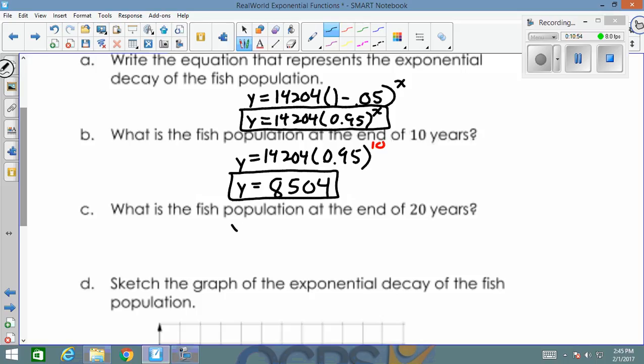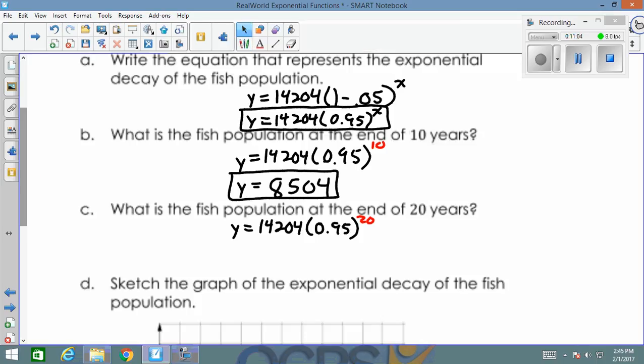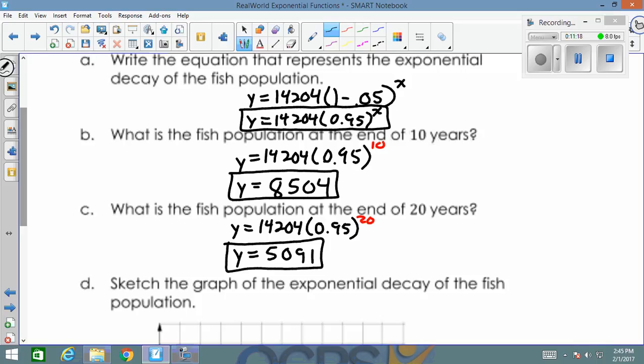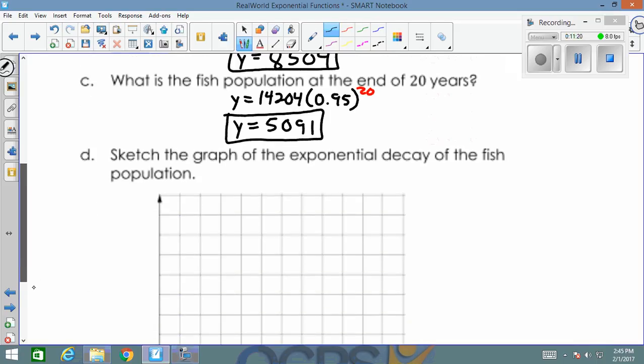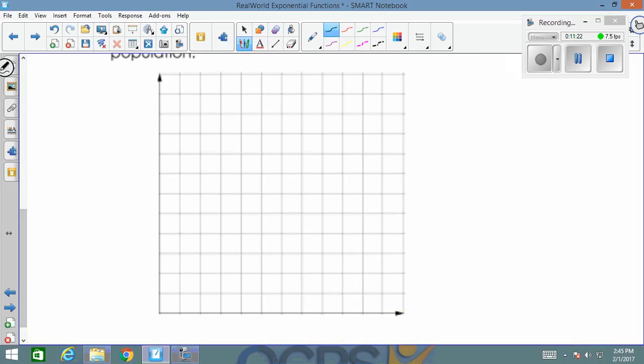And then that's again for 20 years, so y equals 14,204 times 0.95, and this time it's to the 20th power. So 0.95, that y to the x button, 20, equals, and then we multiply that by our initial 14,204. And we're going to get y equals 5,091, and again, we're not going to round that up or down, because you can't have half of a fish.